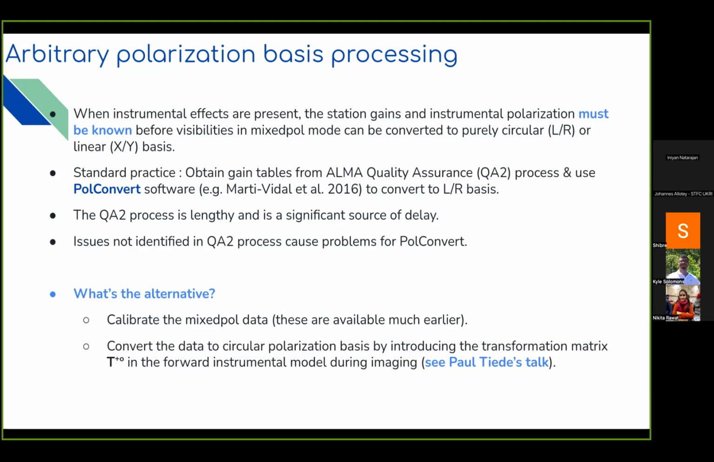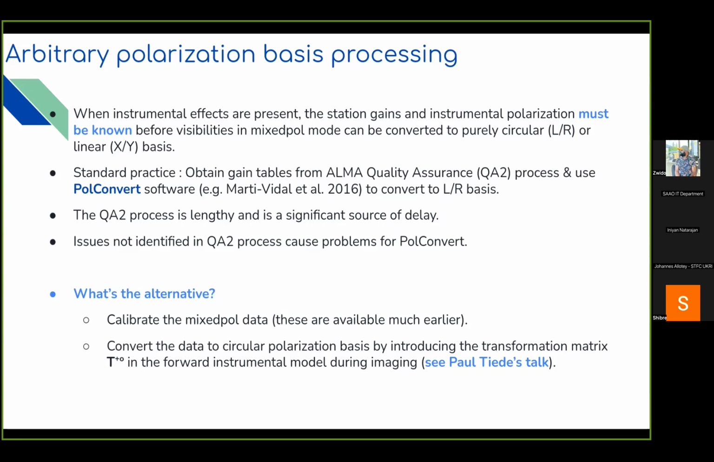So the standard practice is to wait for ALMA to finish their quality assurance, the QA2 process, and obtain gain tables from them, and then use a software called PolConvert, written by Ivan Marti-Vidal, to convert ALMA data to circular basis. So now when you form the complex visibilities, all the data are in circular basis and the easier Jones equations can be applied. But there's an issue with this.